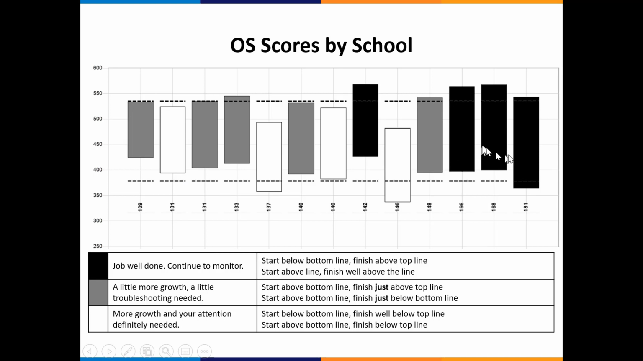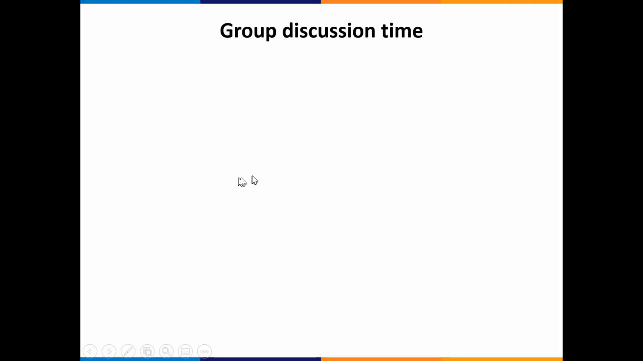So in general, we've got the job well done, continue to monitor schools, these schools in black, our little troubleshooting needed schools that look like they could probably make some more growth, and we just need to do a little troubleshooting, and then schools that definitely need our attention and definitely some troubleshooting.